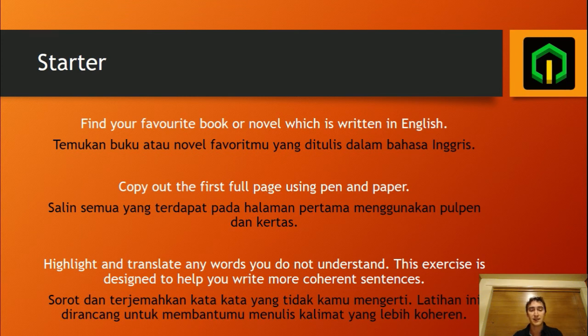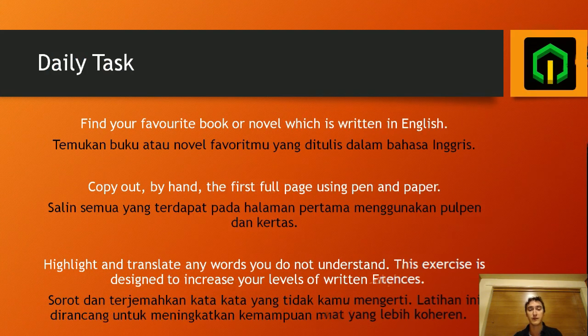Highlight and translate any words you do not understand. This exercise is designed to help you write more coherent sentences. So it's working on things like conjunctives and linking words together effectively.